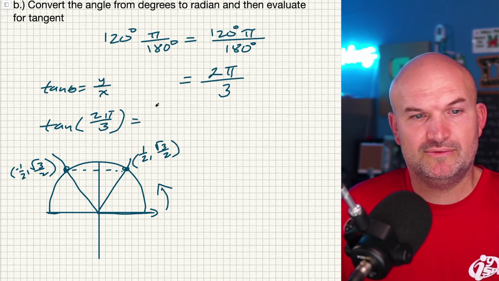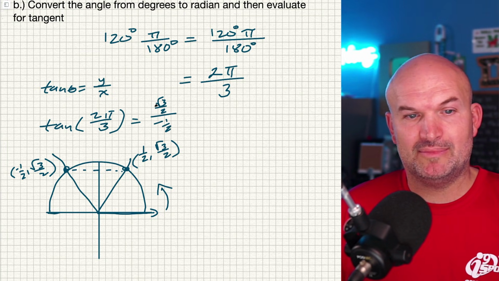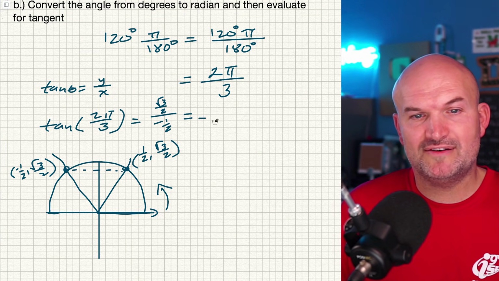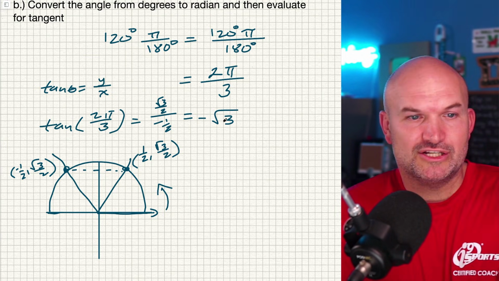So all I'm simply going to do is take square root of 3 over 2 divided by negative 1/2. Now my 2's will divide out, and I'm just going to be left with negative square root of 3. That is the tangent of 2 pi over 3.